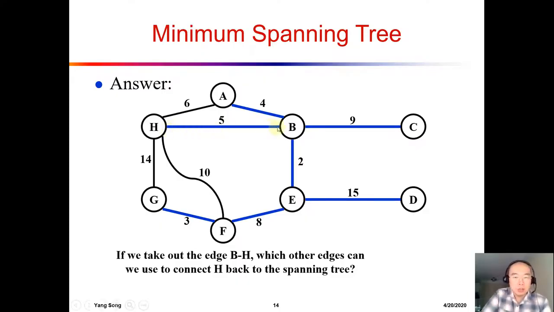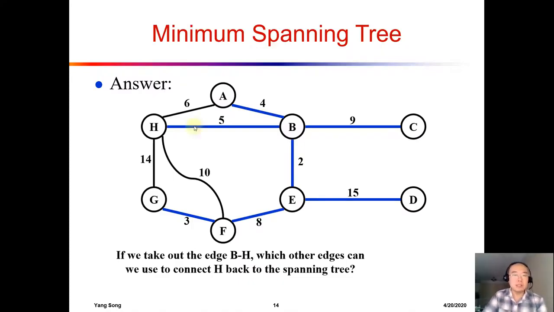Okay, we can take this one as an example. From H to B. If we delete this line, if we don't want to use this line, the problem is that the node H is detached from the remaining MST, right? And then how do we bring H back? If we don't want to use this edge with the cost of 5, to connect H back to the MST, we can use this one. So H connects to A, and the cost is 6. So 6 is higher than 5, right?